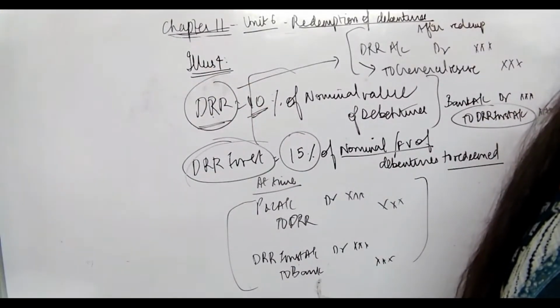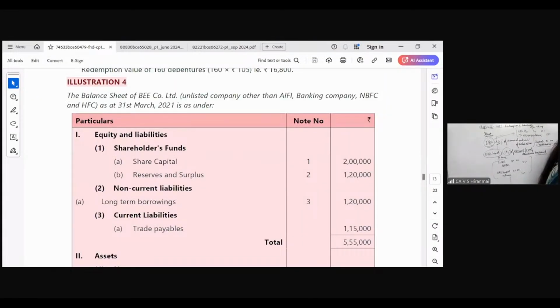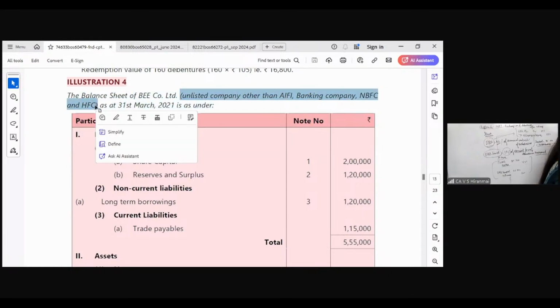Very simple question. So here, when you look at the question, it says the balance sheet of B company, which is an unlisted company other than AIFI, banking company, and HFC. These are all financial companies which are not required to create a DRR. In a debenture question related to redemption, they will clearly tell you, other than AIFI, other than a banking company, other than a housing finance company, which is HFC. Those wordings will be given. You need not think, what is this extra given to me? Should I do something? You are not required to do anything.